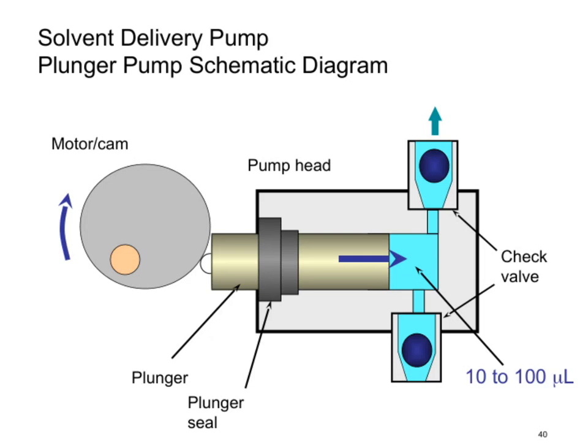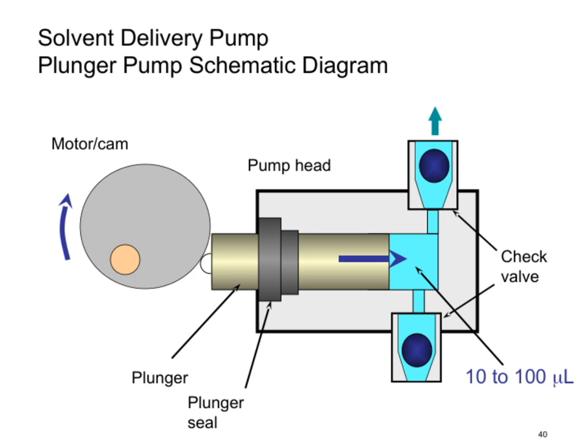Now, let's take a closer look at the schematic diagram of the solvent delivery plunger pump. As you can see, the core component is the plunger, which moves back and forth to deliver precise volumes of solvent, anywhere from 10 to 100 microliters, depending on the application. The movement of the plunger is driven by a motor and cam mechanism, which ensures smooth and controlled operation.